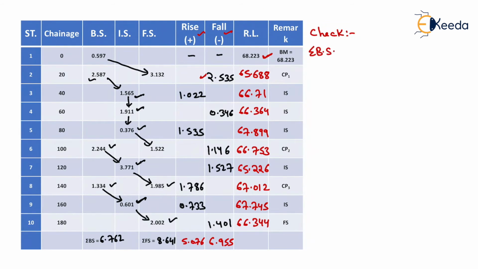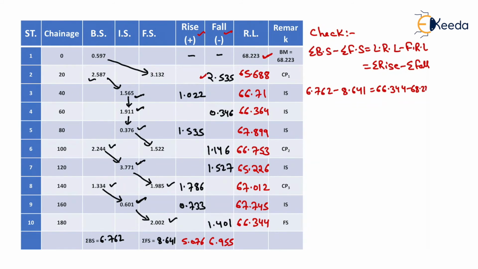Now we have to check this calculation, for which we have the check like this: summation of backside minus summation of foresight is equal to last RL minus first RL, which is equal to summation of rise minus summation of fall. Now we have all the values: summation of backside minus summation of foresight is 6.762 minus 8.641, which is equal to 66.344 minus 68.223, which is equal to summation of rise minus summation of fall, that is 5.076 minus 6.955.